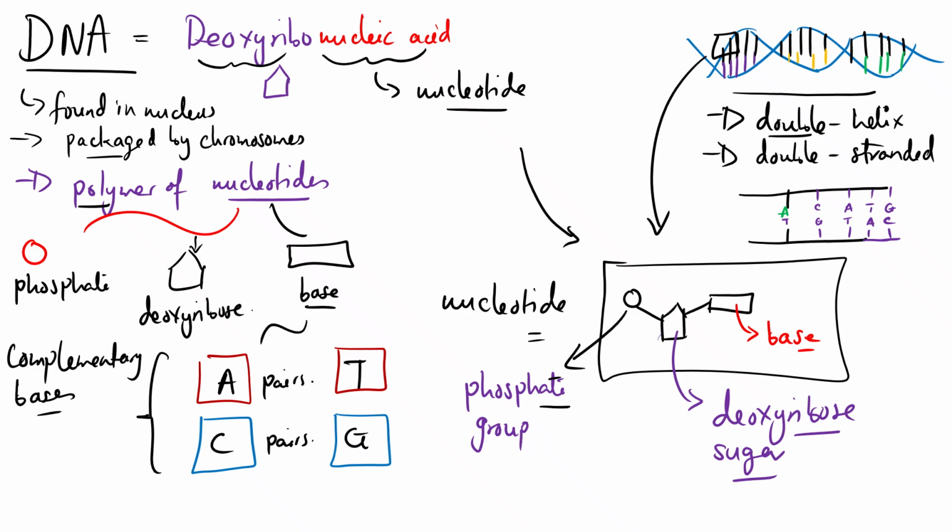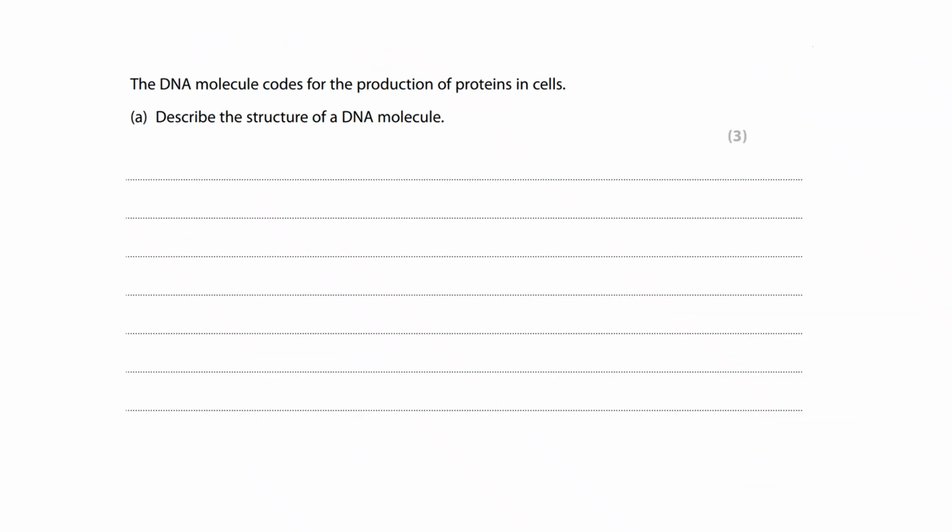We've got an exam question coming up. So the DNA molecule codes for the production of proteins. So yeah, bit of a foreshadowing effect for the future videos. In cells, describe the structure of a DNA molecule. Okay, got 3 minutes, 3 marks, good luck. And yeah, of course, pause the video. So 3, 2, 1, let's look at the mark scheme.